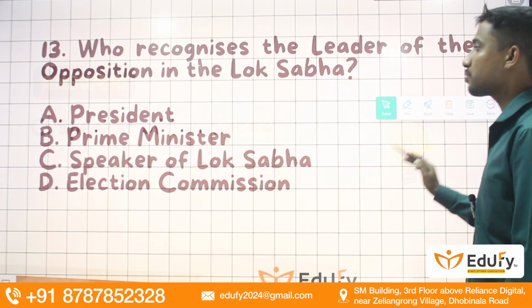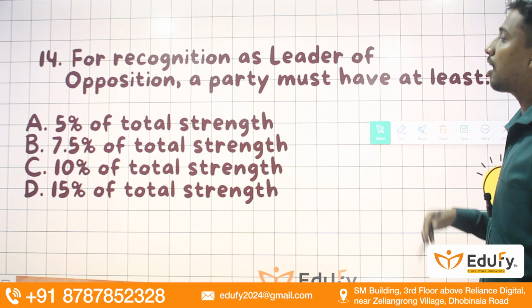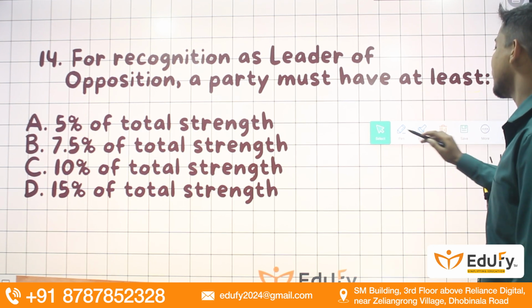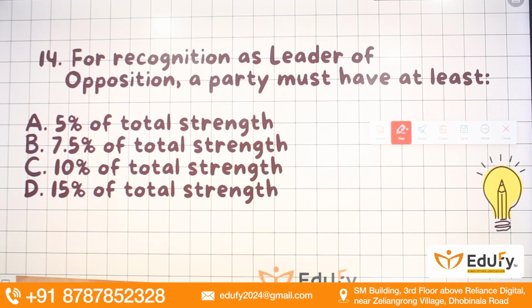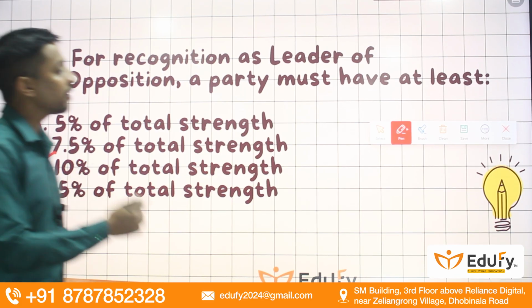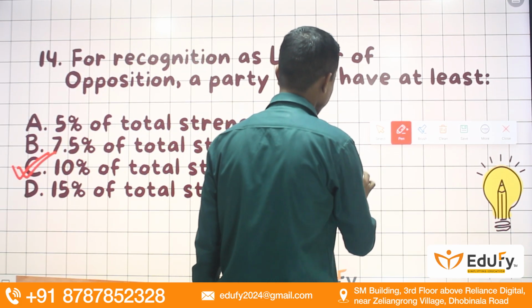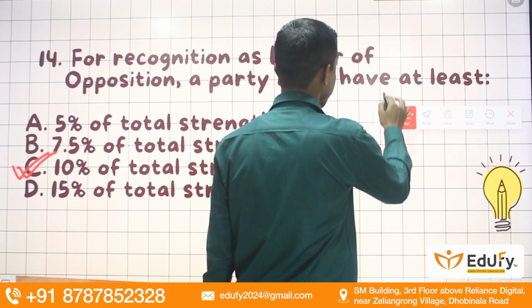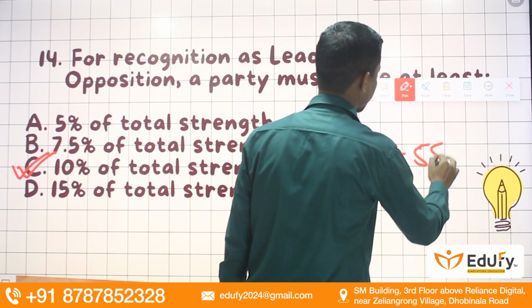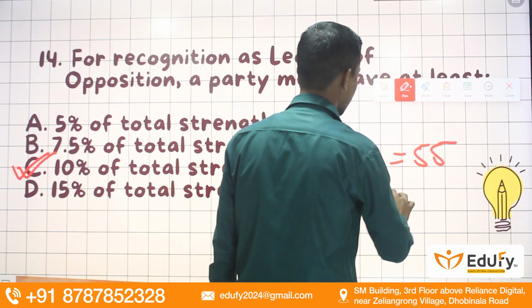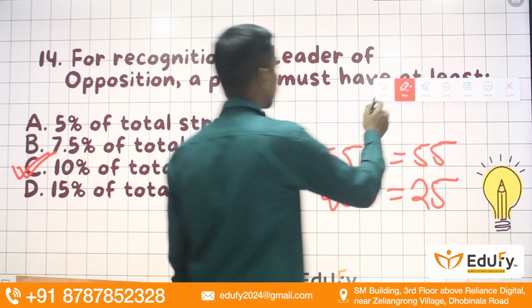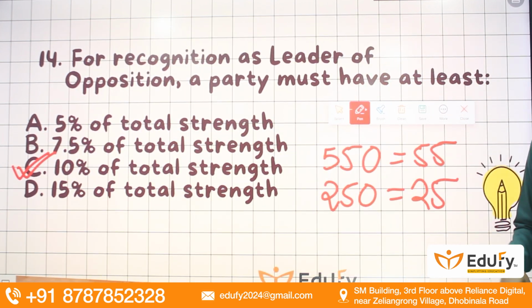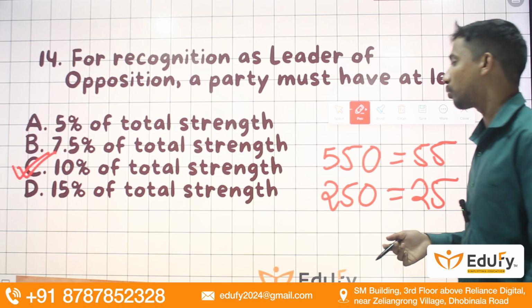Moving towards the next question, guys, we have here for recognition as a leader of opposition, a party must have at least what percent of seats in the respective houses. So, guys, at least 10% of the seats of the total strength they must have. So, in case of Lok Sabha, out of 550, they must have 55 seats, and in case of Rajya Sabha, they must have 25 seats in order to be recognized as the leader of the opposition. Okay, so the correct option will be 10% of the total strength.